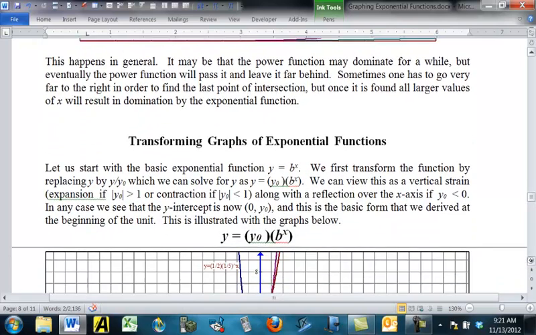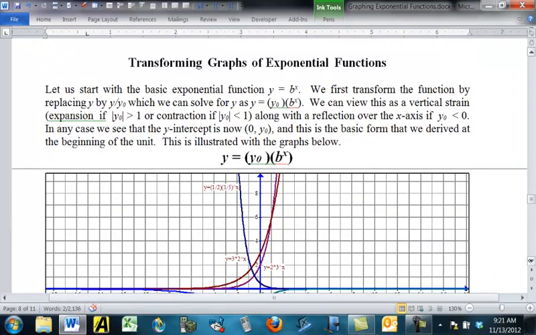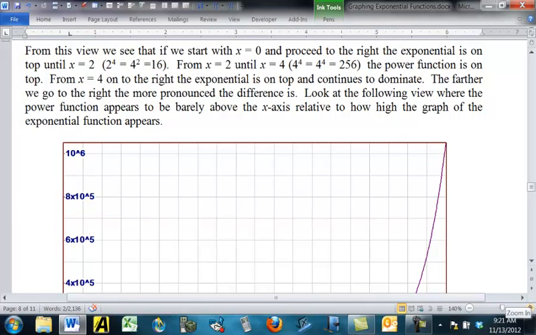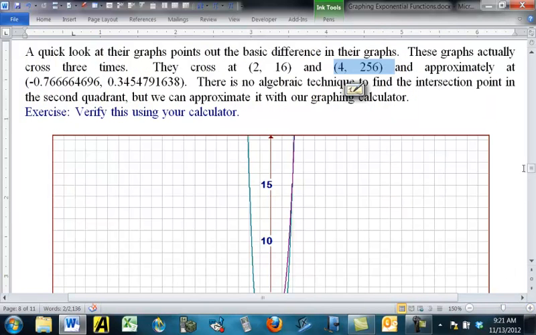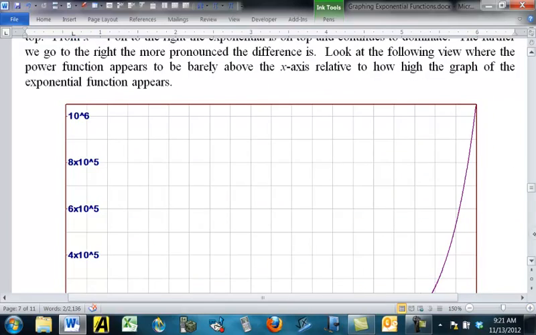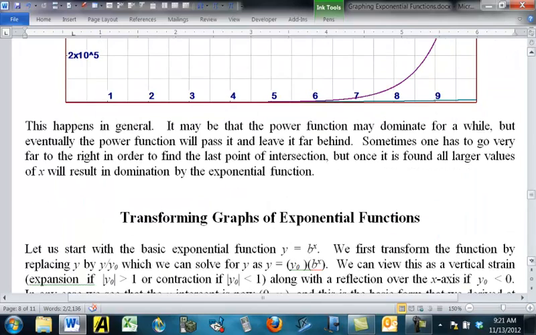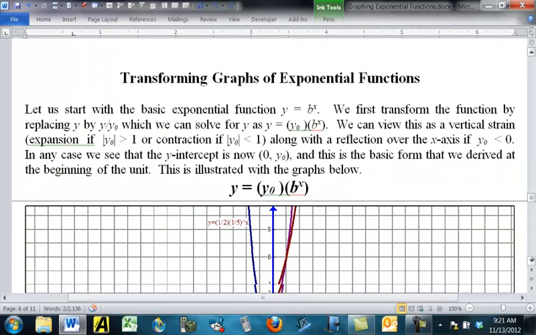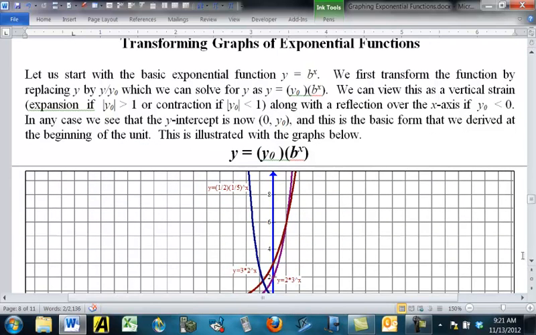Now let's apply some of our transformations of graphs to exponential functions. Well, let's start with the basic function y equals b to the x. We can first transform the function by replacing y by y divided by y sub 0. Now if you solve that, that'll be y divided by y sub 0 equals b to the x. If you solve for y, that's y equals y sub 0 times b to the x.